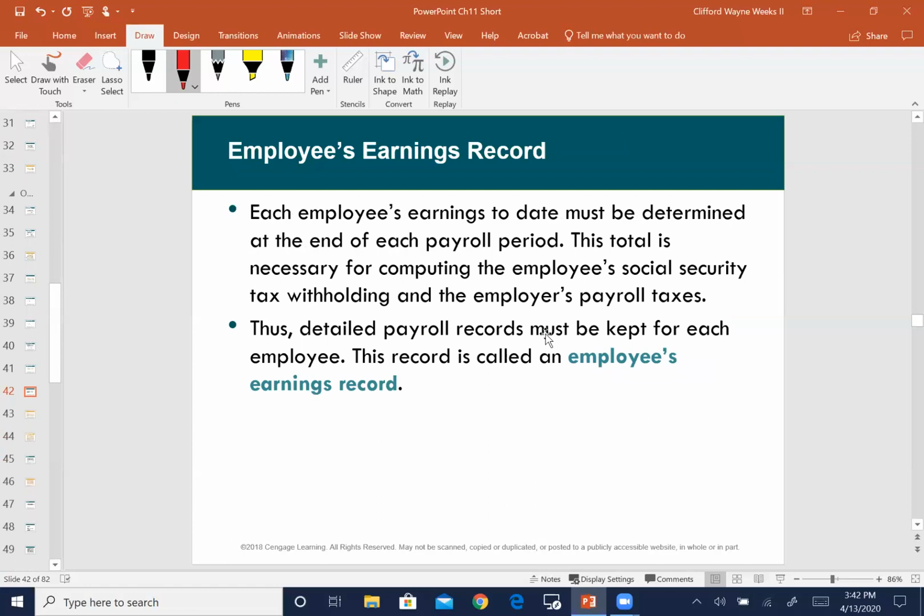So, employee's earnings record. Right? This is different from the payroll register. This is the detail that the HR department is generally keeping for each employee. Right? So each employee's earnings to date must be determined at the end of each payroll period. Okay? This total is necessary for computing the employee's Social Security tax and employer payroll tax. Thus, detailed payroll records must be kept for each employee. This record is called an employee's earnings record.